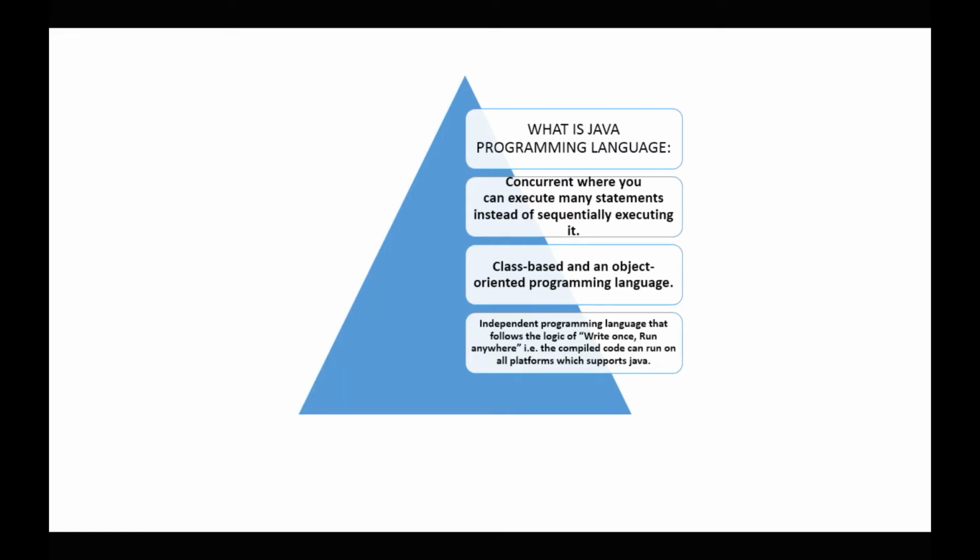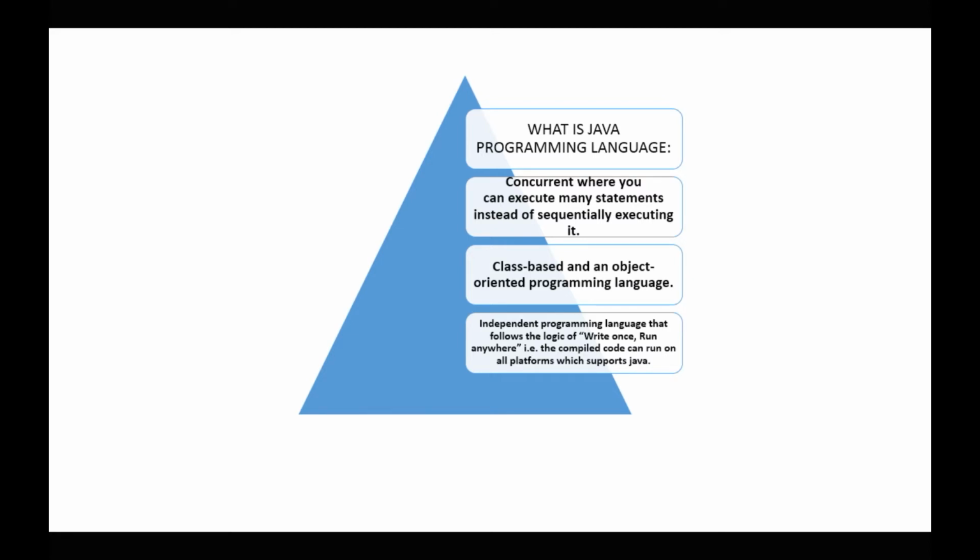Hello guys, in this tutorial we will be looking at what Java is all about. So first, what is Java programming language? Java is really concurrent, it's a class-based and object-oriented language. It's concurrent because you can execute many statements instead of sequentially executing them.